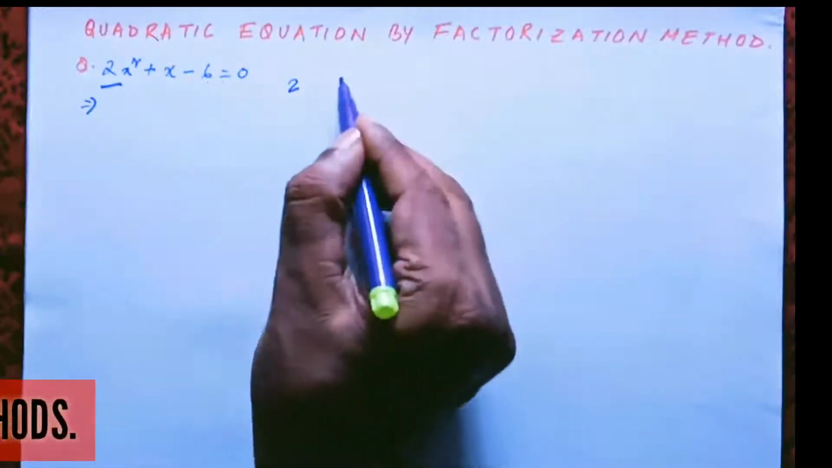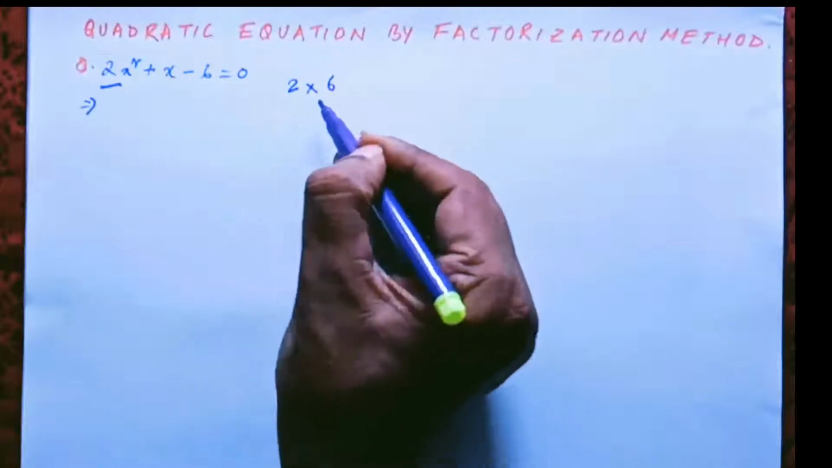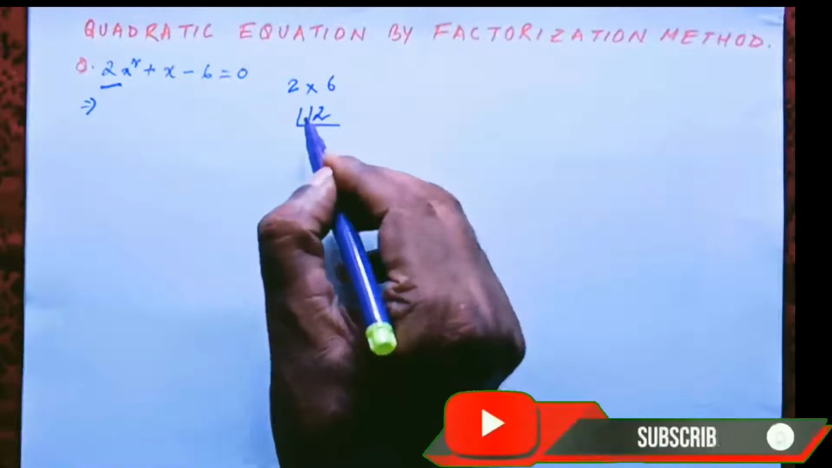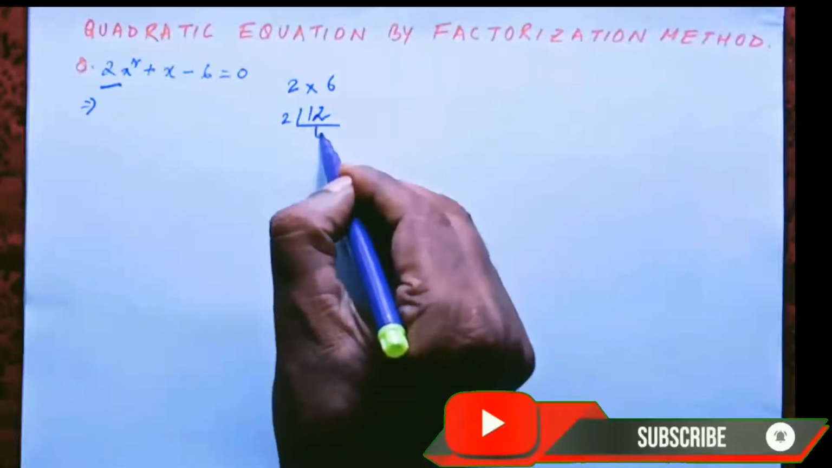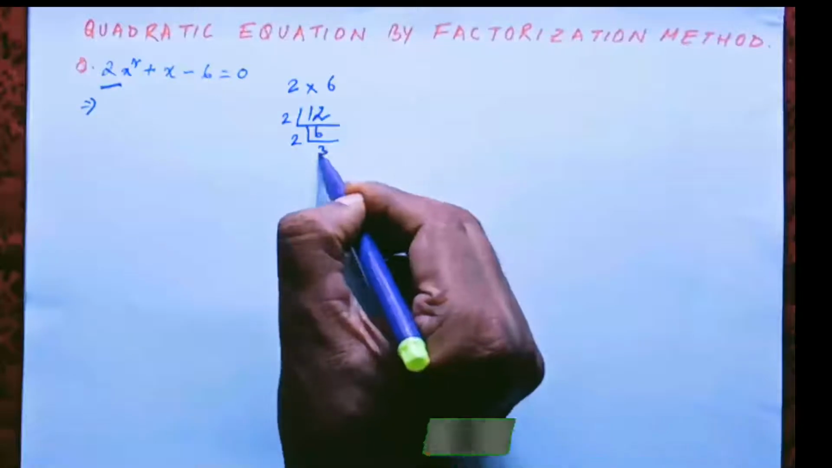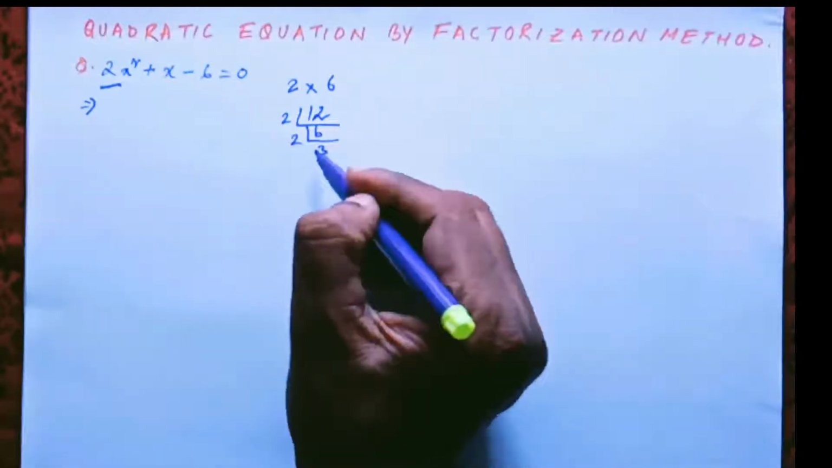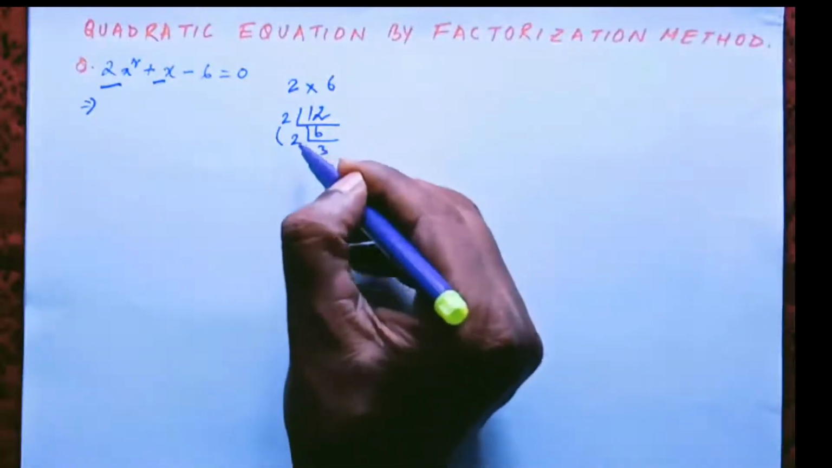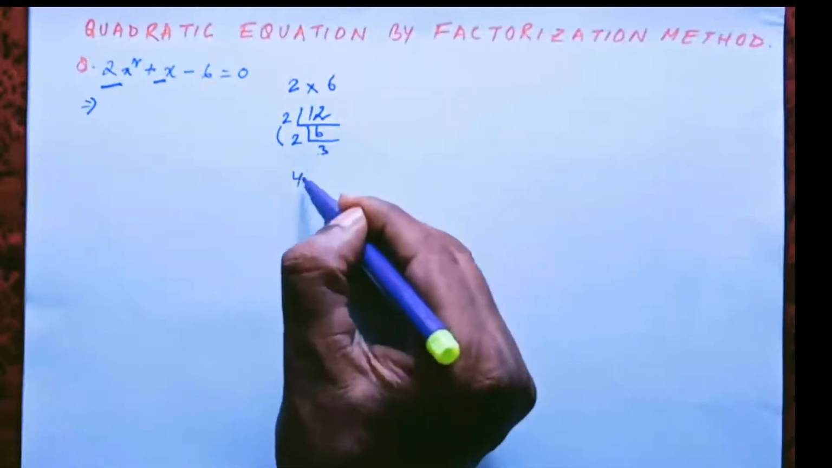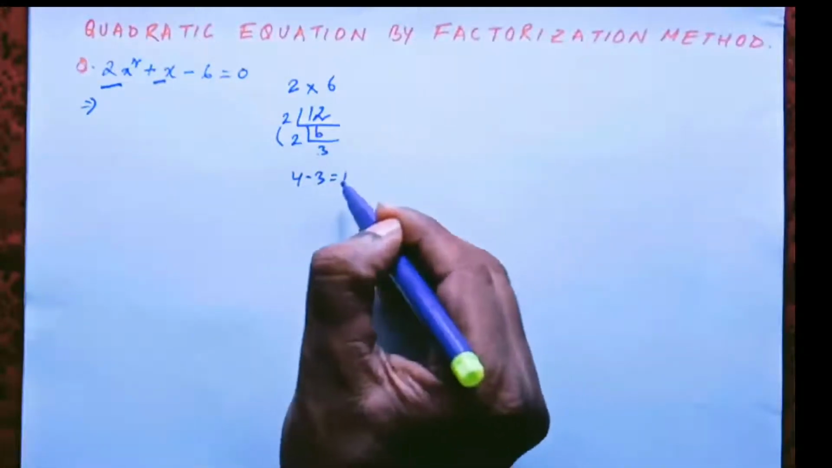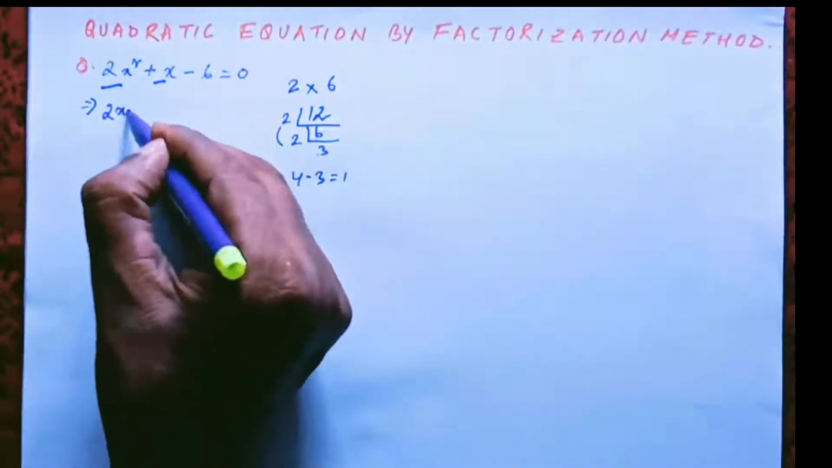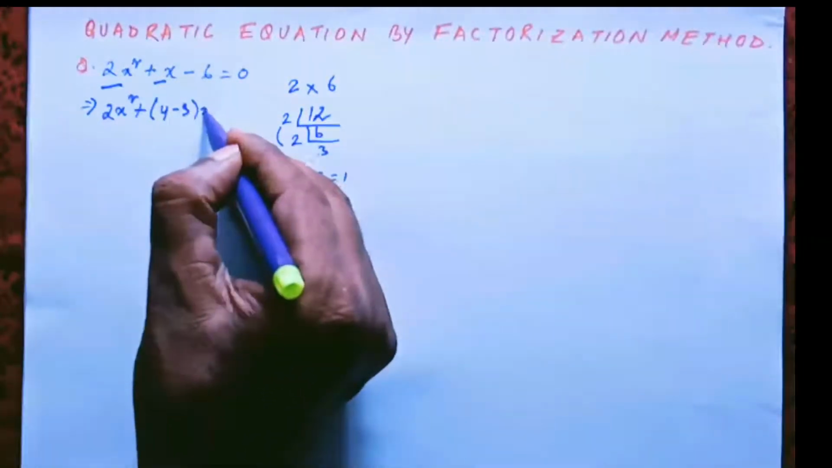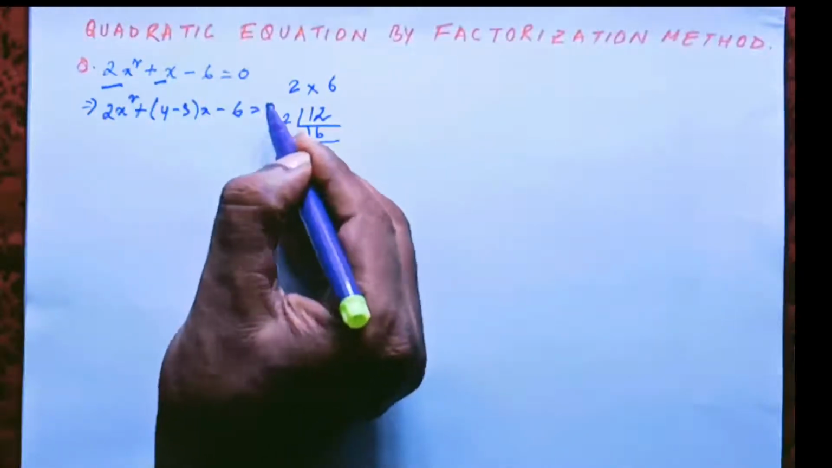2 and the constant term 6, and we multiply them, and we get 12, and we factorize it. So 2 sixes are 12, 2 threes are 6, and we check by adding and subtracting to get the middle term 1. So 4 minus 3 is 1. So we'll take this. So 2x square plus 4 minus 3x minus 6 equal to 0.